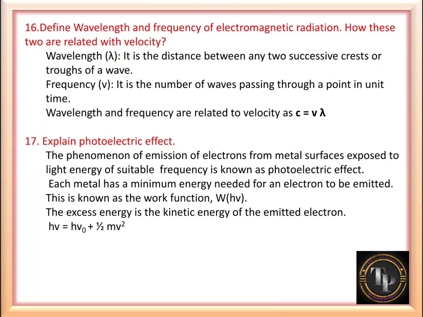Each metal has a minimum energy needed for the electron to be emitted. So for a particular metal, there is a minimum energy that is required to emit the electron, and this energy is known as work function, W, h nu naught. The excess energy becomes the kinetic energy of the emitted electron, which is given by h nu is equal to h nu naught plus half m v square. So this is regarding photoelectric effect.